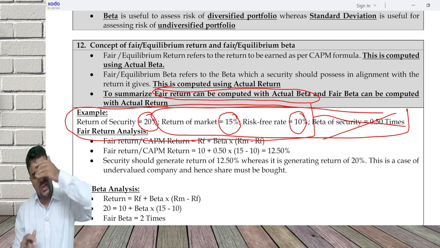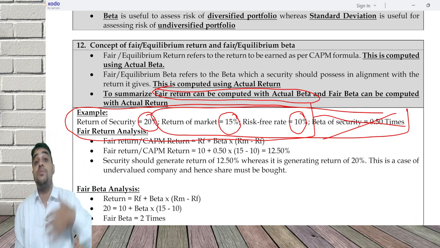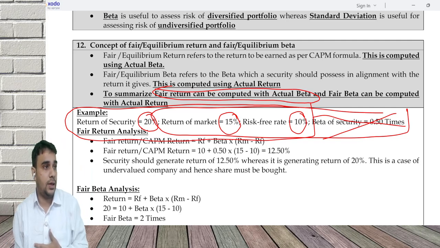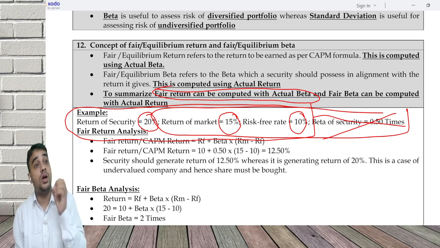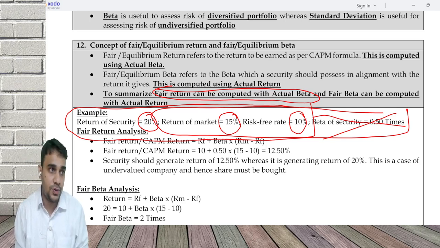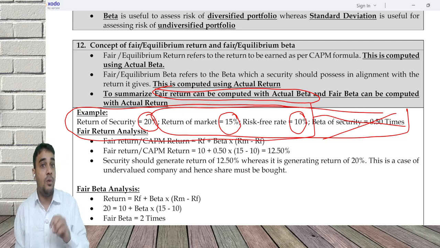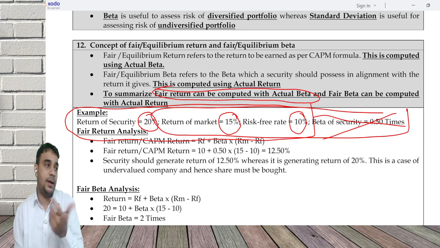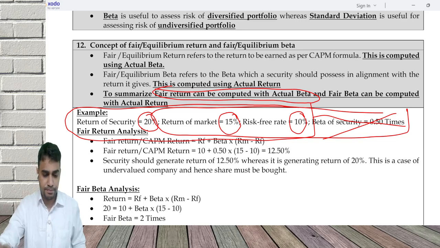Now, why are we doing this? Some question will ask, is my portfolio taking more risk than what it should take? What it should take is fair beta. What it is taking is actual beta. What risk should I take? Fair beta. What I'm actually taking is the actual beta. I compare and then I decide.